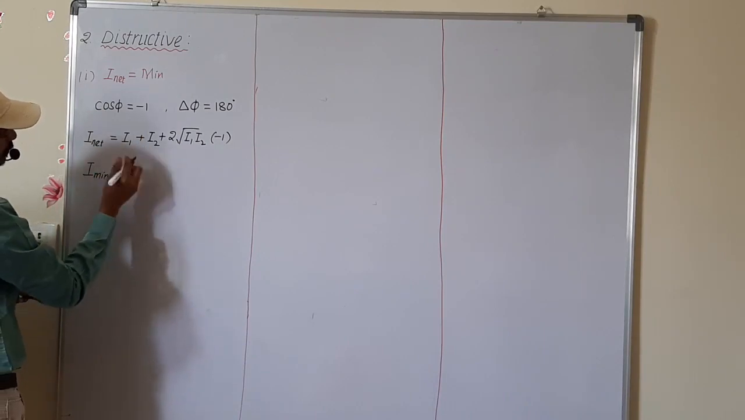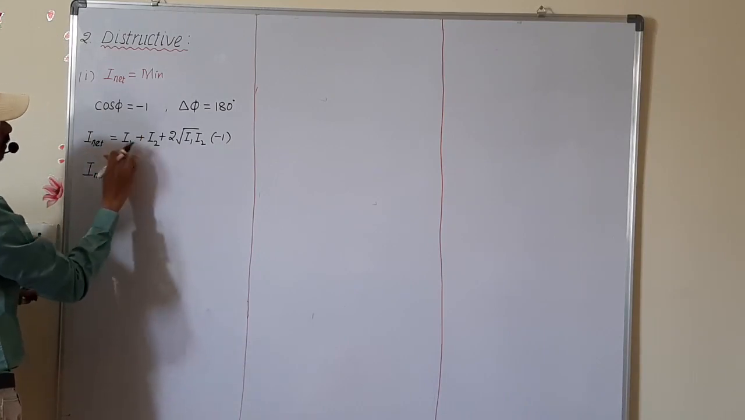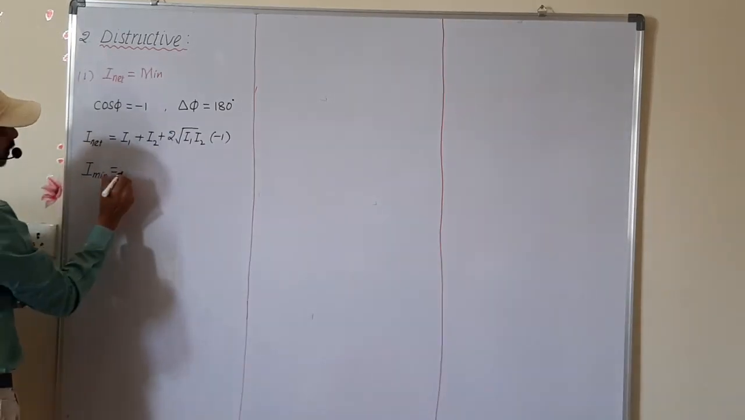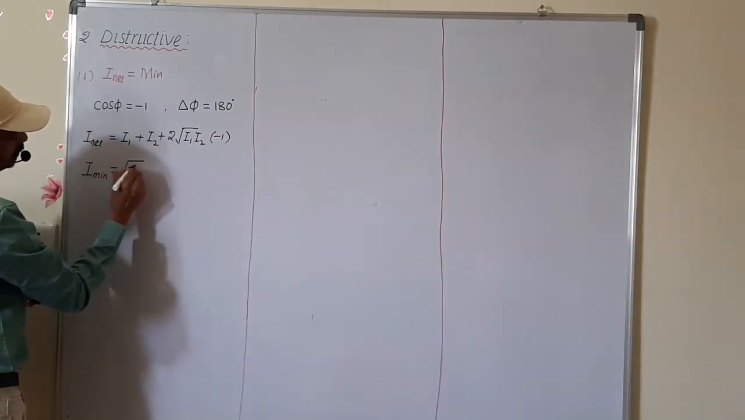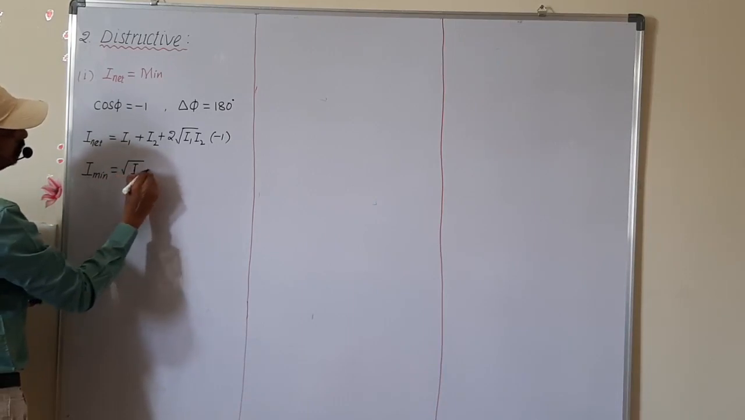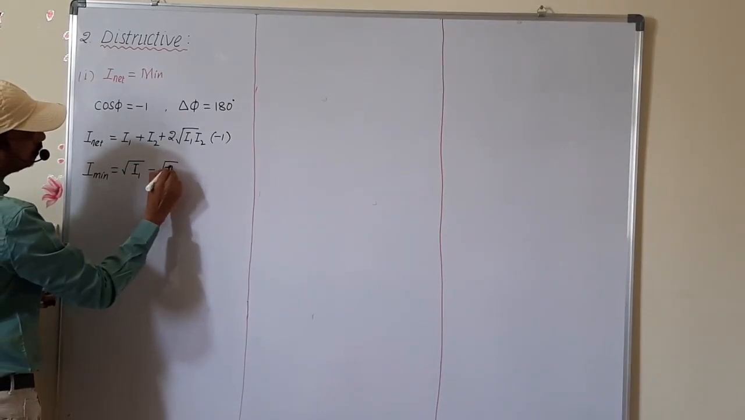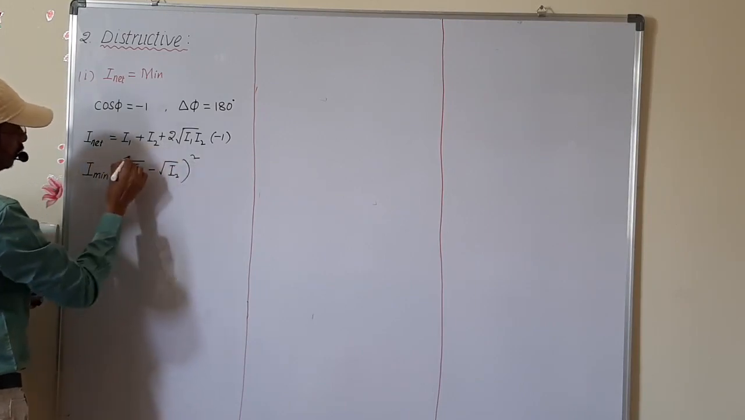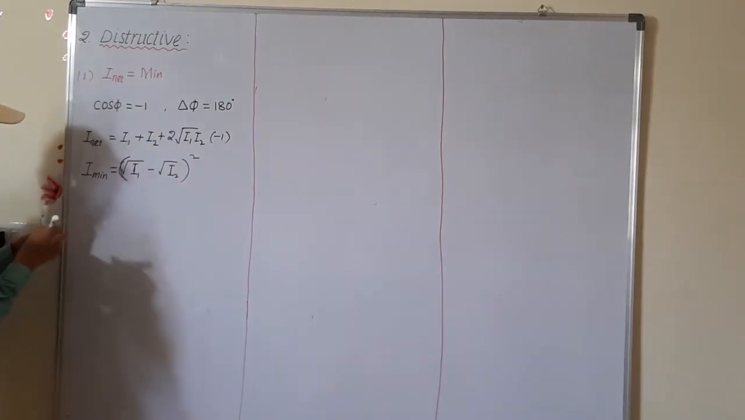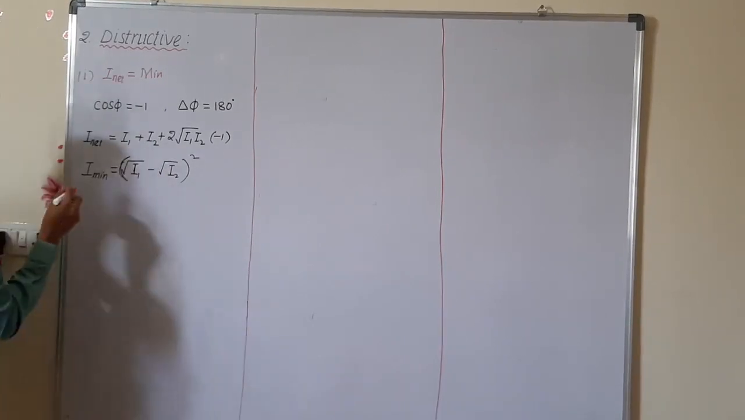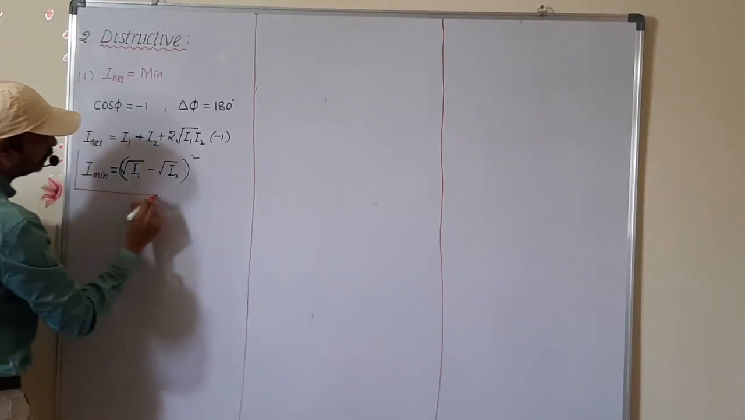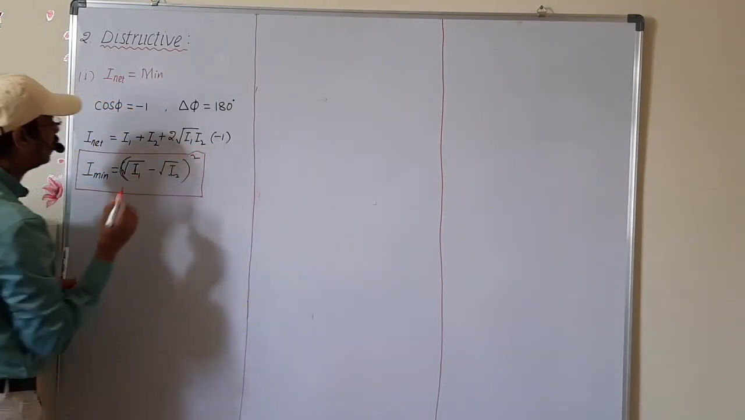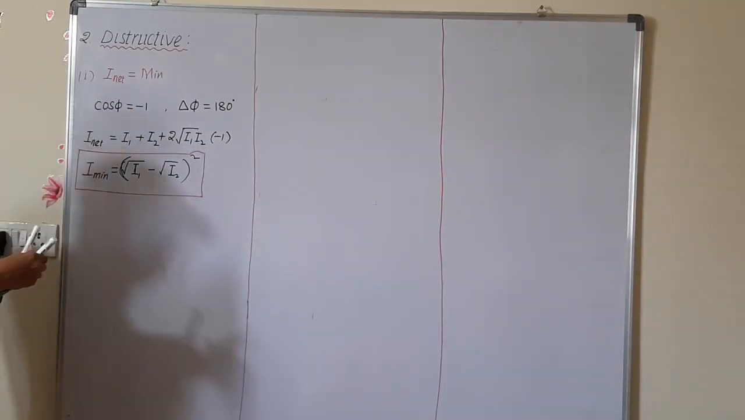Then what will happen here? I1 plus I2 minus 2 root I1 I2. Directly we can write it as root I1 minus root I2 whole square. This is the formula for I minimum. Whenever you want to find the minimum intensity, we have to use this formula, root I1 minus root I2 whole square.